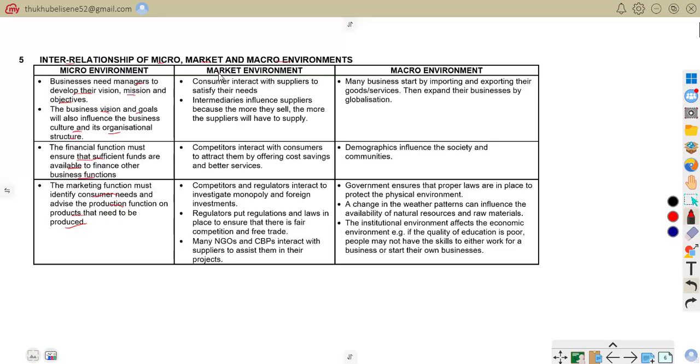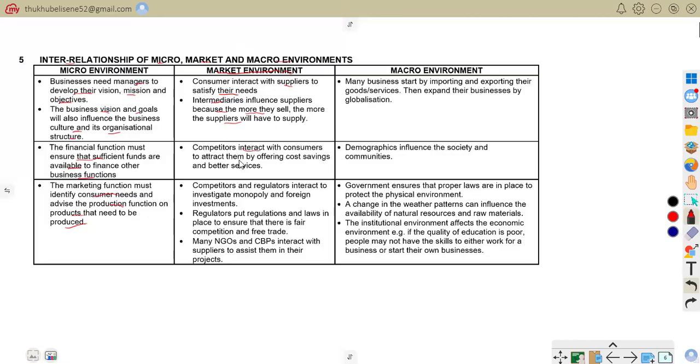Now we come to the market environment. They're saying consumers interact with suppliers to satisfy their needs. So consumers buy goods that suppliers provide. A shopper buys bread from a bakery supplier. Intermediaries influence suppliers because the more they sell, the more suppliers will have to supply. So the middlemen affect the orders that suppliers must fulfill. For example, Pick n Pay orders more milk, so dairy farms produce more.